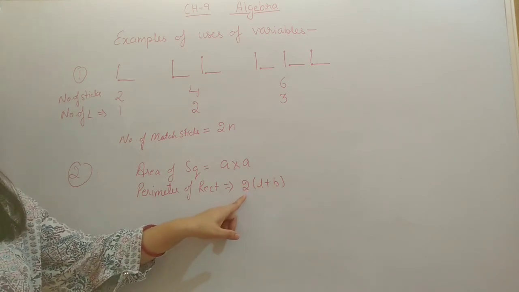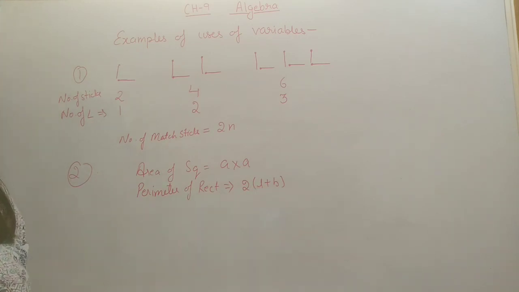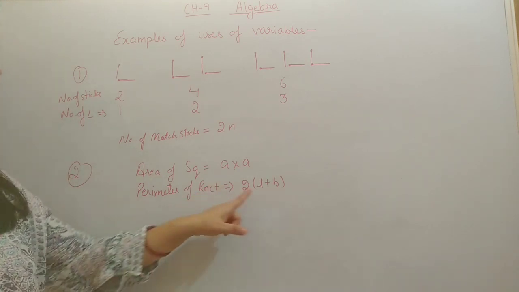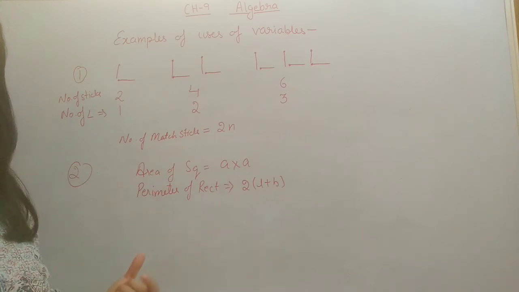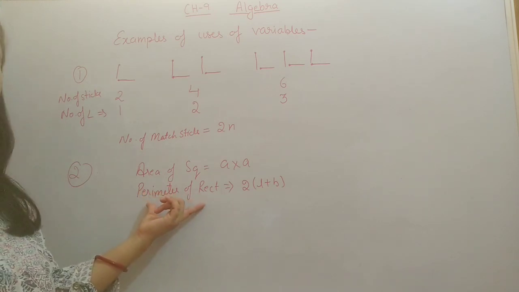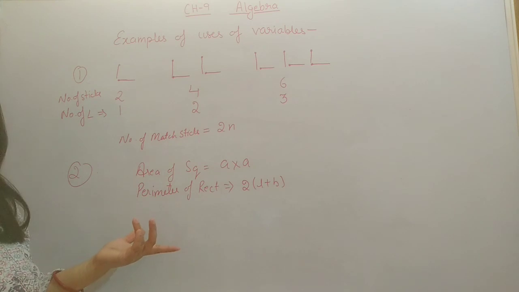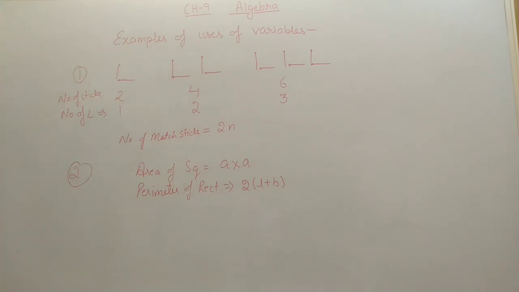This 2 is always constant, but the values of L and B will keep on changing. It depends on which rectangle we have chosen. If it is a small rectangle, then the values of L and B will be small. But if it is a big rectangle, then the L and B values will be big. And according to that, this perimeter and this area will come. Here perimeter and area also are variables. Like this, in day-to-day life we are using variables.